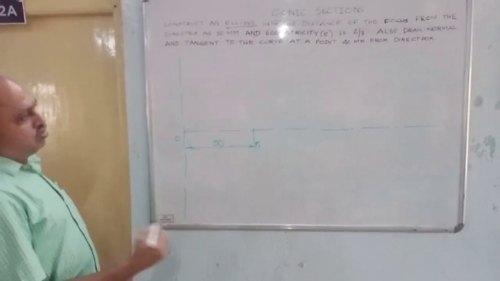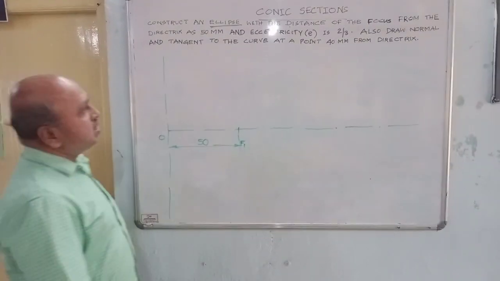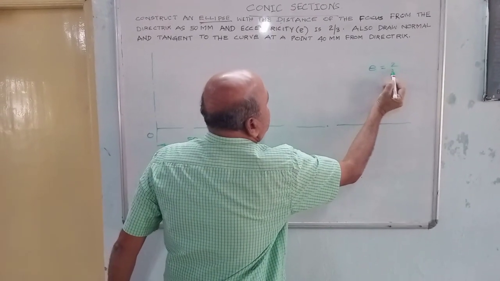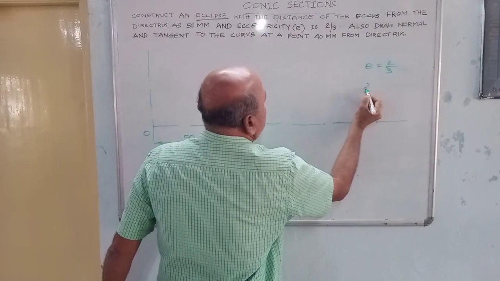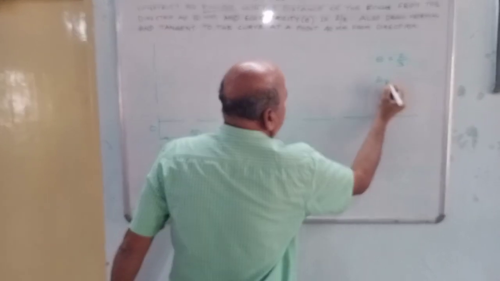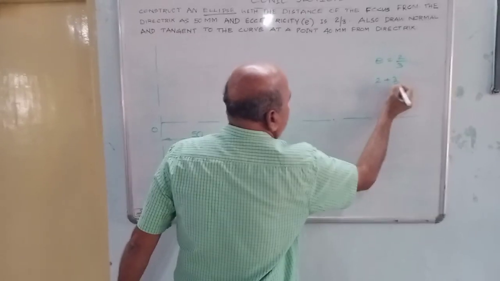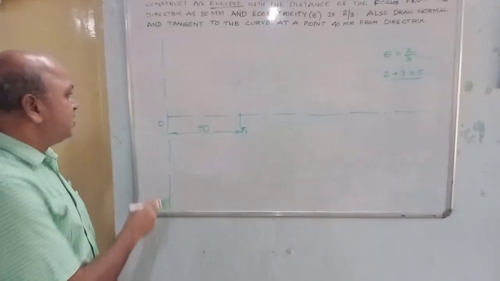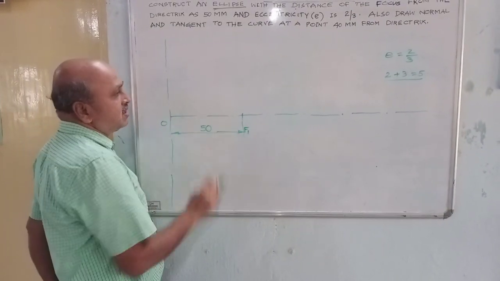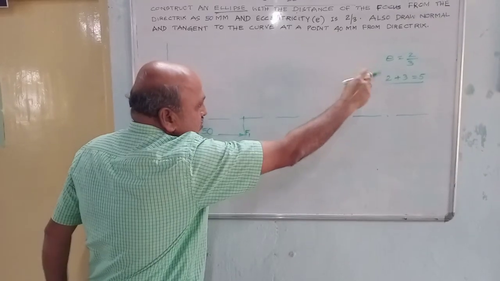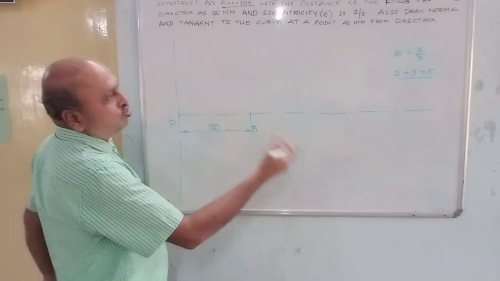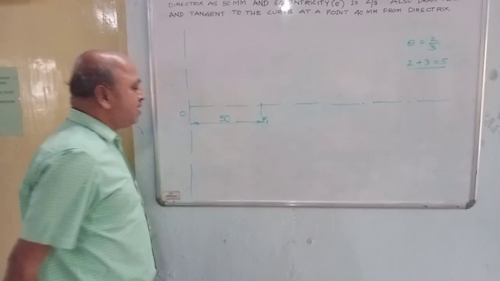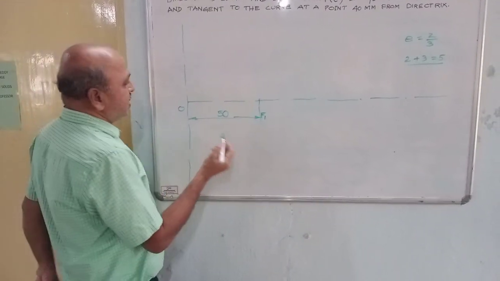Now what we have to do to draw that? He has mentioned E is equal to 2/3. What is the numerator? It is 2. Add denominator for numerator, that is 2 plus 3, 5. When we are getting this ratio like this, we have to divide this distance of the directrix from focus into this number of parts, numerator plus denominator parts. 2 plus 3 is equal to 5. Divide these 5 parts.